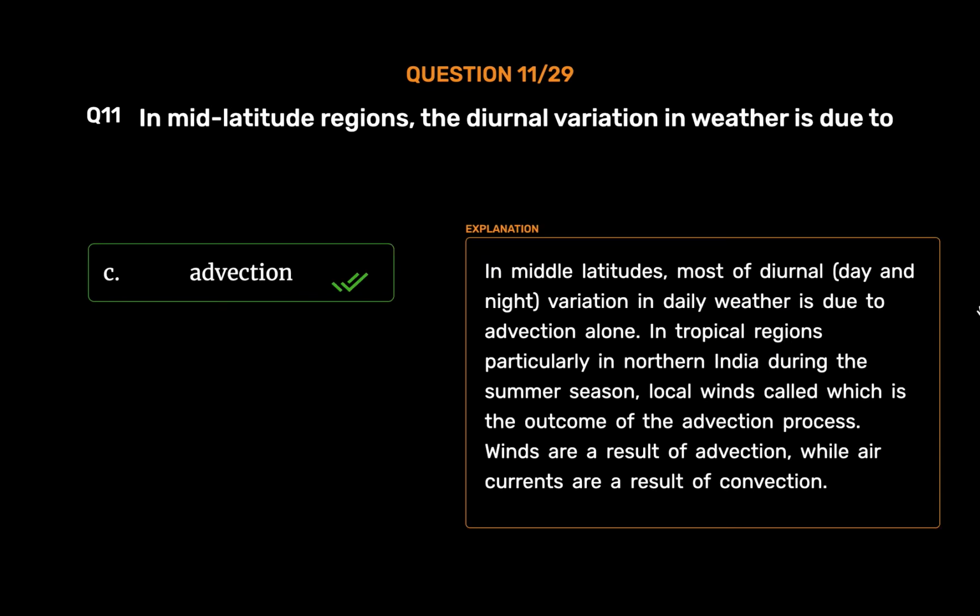Advection. In middle latitudes, most of the diurnal, day and night, variation in daily weather is due to advection alone. In tropical regions, particularly in northern India during the summer season, local winds are the outcome of the advection process. Winds are a result of advection, while air currents are a result of convection.